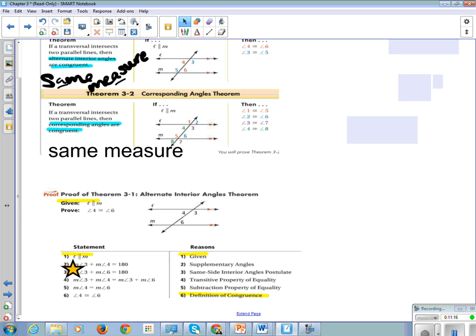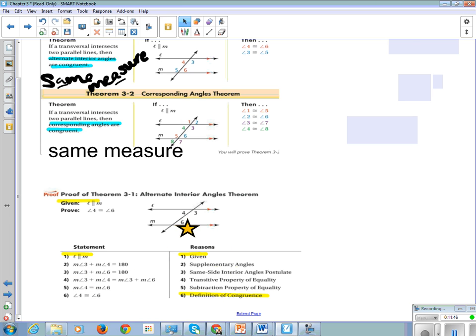Line L is parallel to M. That's given. So these two lines are parallel. The measure of angle 3 plus the measure of angle 4 is equal to 180. That's because they're supplementary angles. Could you say linear pair postulate? Absolutely. Linear pair postulate says two angles are supplementary. Supplementary says that they add up to 180.